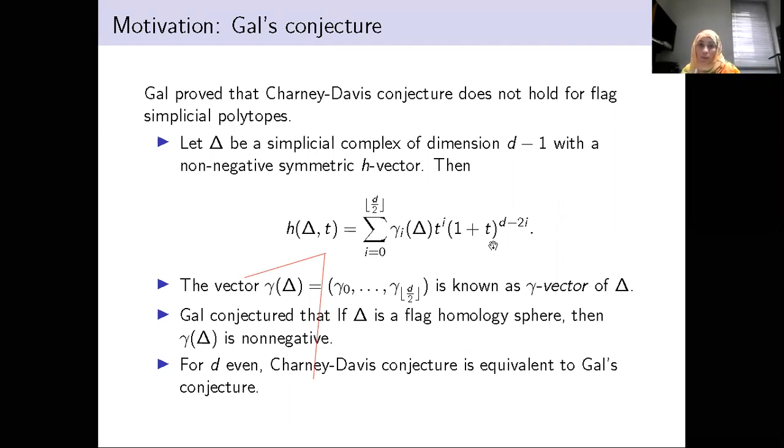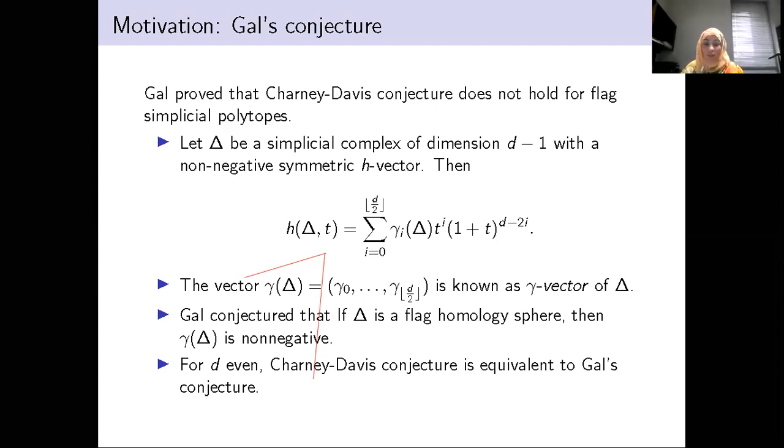Okay. There is another question, which is quite a natural one, because the Charney-Davis conjecture follows directly when d is odd. So the question is whether we can say something when d is even. Yes, d even.